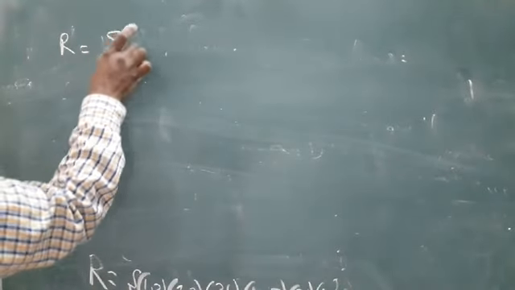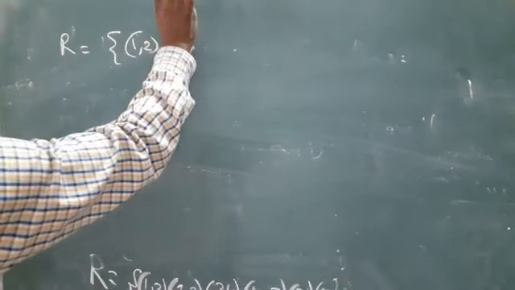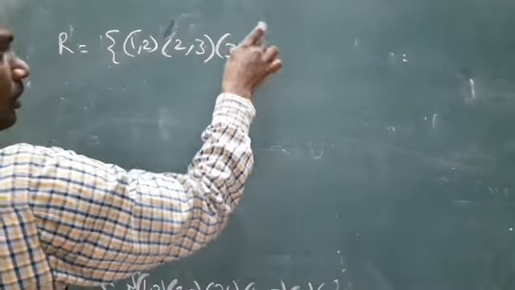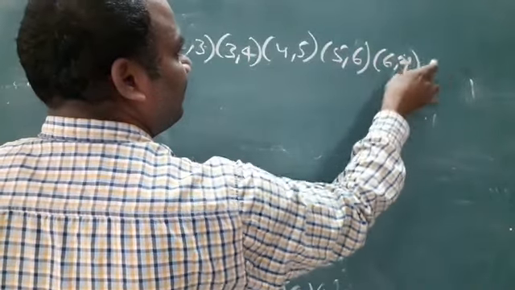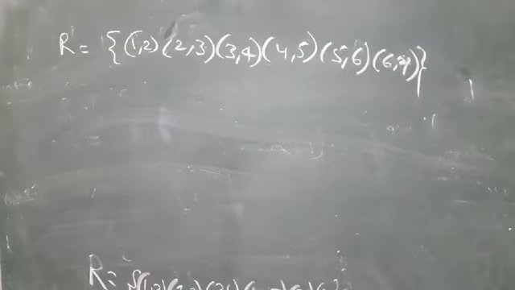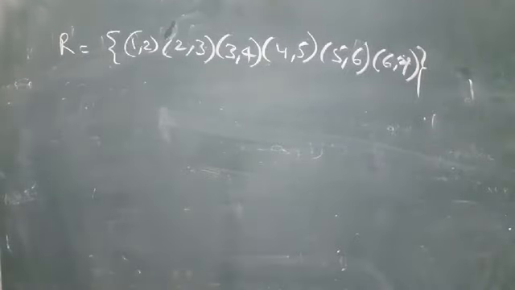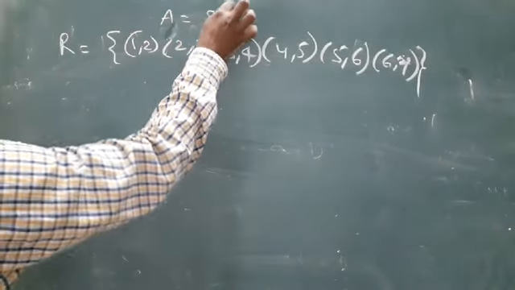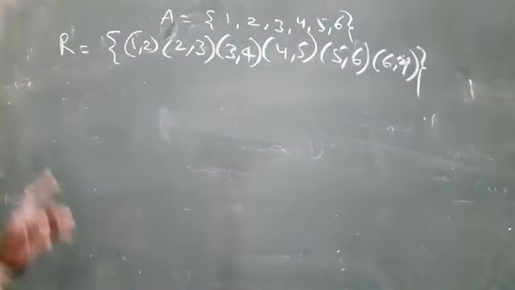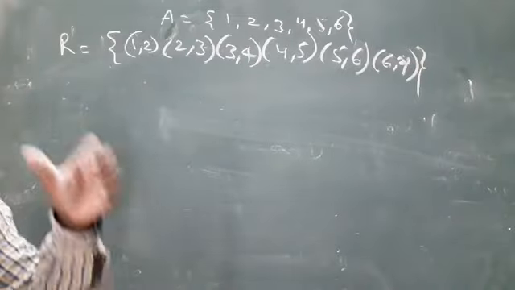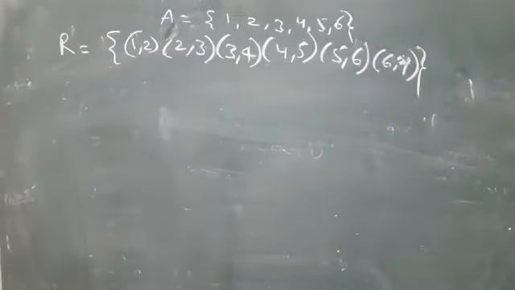Now we shall check R. What is the relation? R = {(1,2), (2,3), (3,4), (4,5), (5,6), (6,7)}. Yes. Now we will check reflexive, symmetric, transitive. The set is {1, 2, 3, 4, 5, 6}, and the relation is as above. First of all, we shall check reflexive.